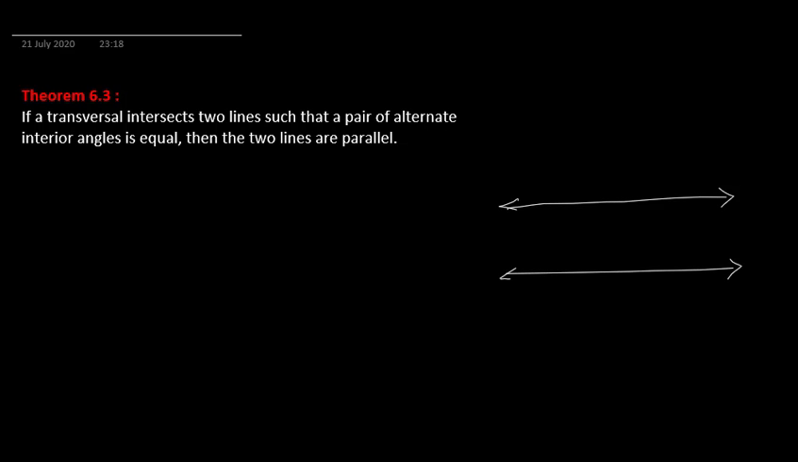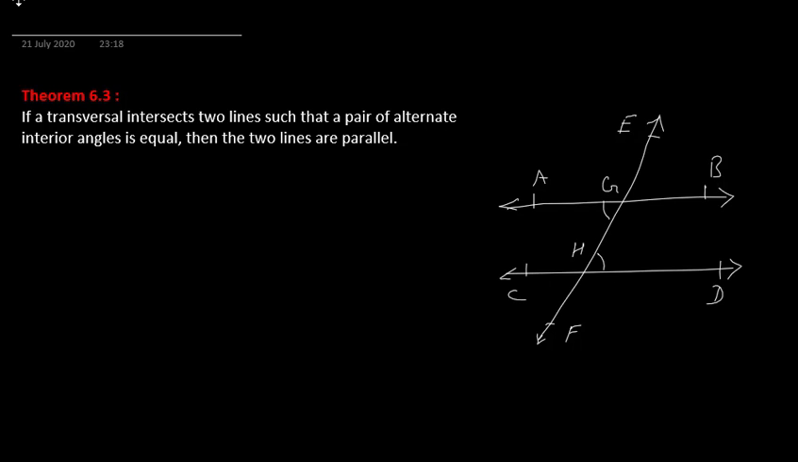So here, converse means we are given that there are two lines and one transversal is intersecting these two lines. So line AB, line CD, there are two lines, and transversal EF cuts these two lines at two points, say G and H. These are the two points. And one more thing is given, that alternate angles are equal.